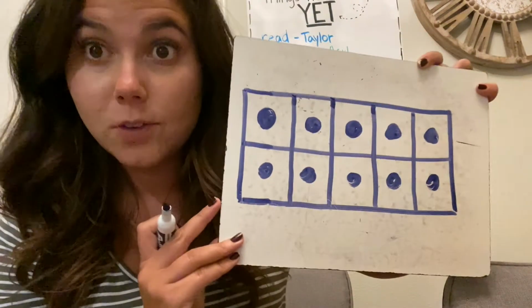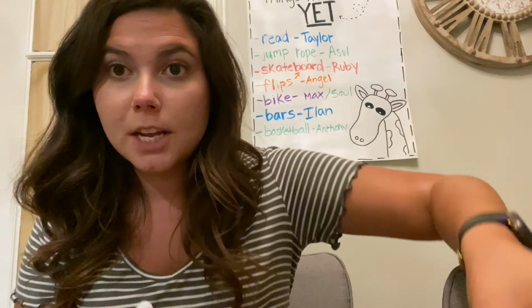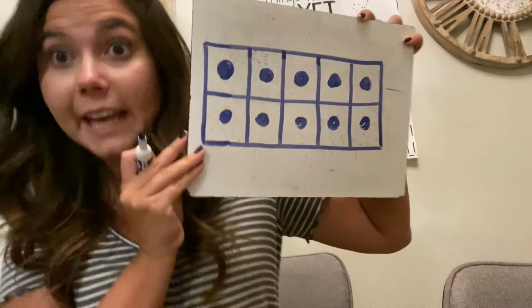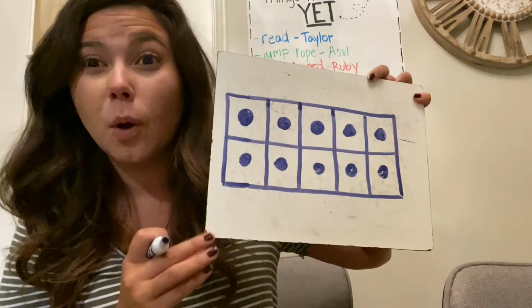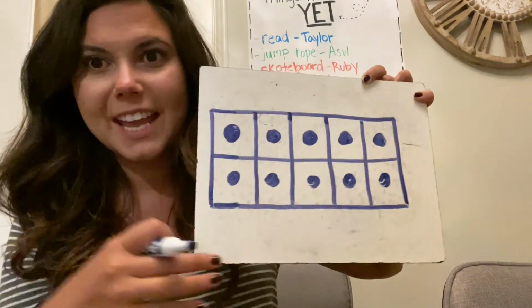Are you ready? I'm going to give you a chance to try it. How many are in my box? 10. I hope you said it really fast. You didn't have to count them all because we already know if the whole frame is full, it's 10.